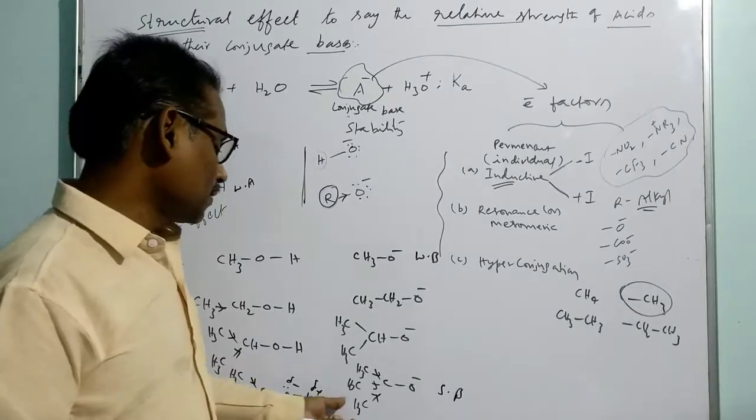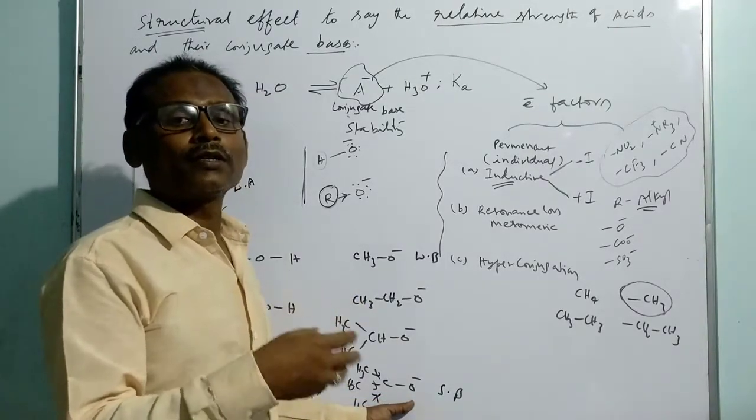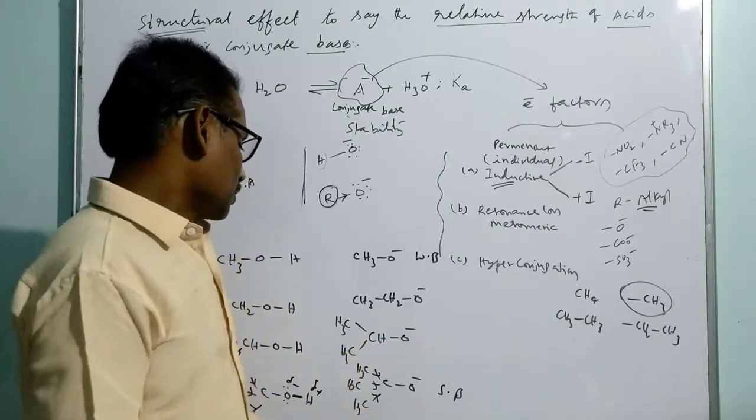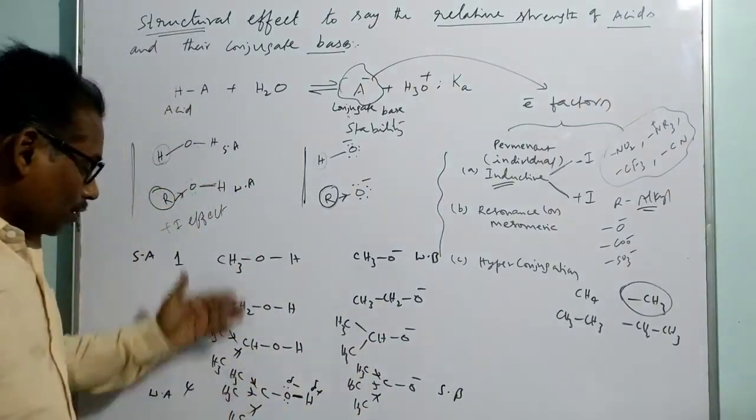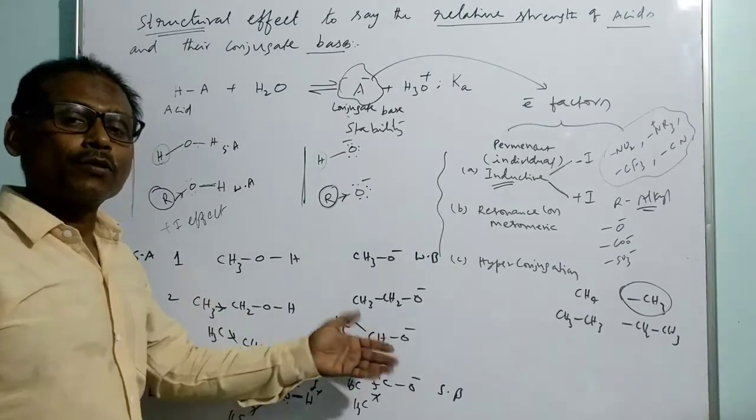The stronger base is one where electron density is maximum. It is inclined to take the proton. So that is called a stronger base. Like that, if we are able to state the order of acidic strength, then automatically we can report the relative strength of the respective conjugate bases.